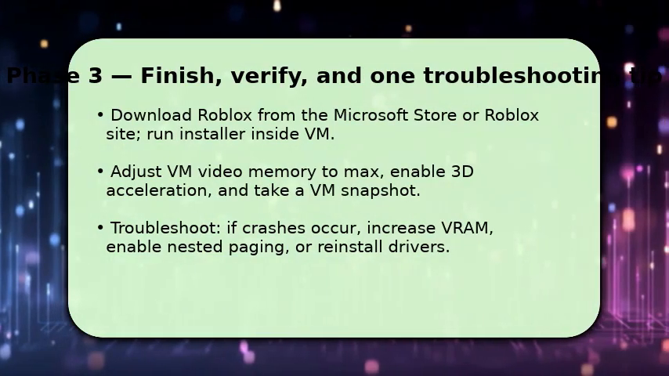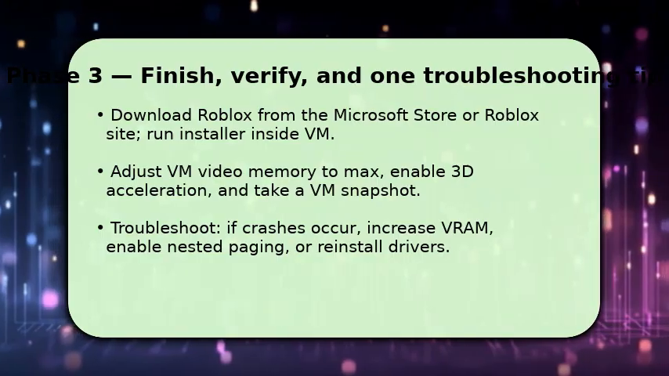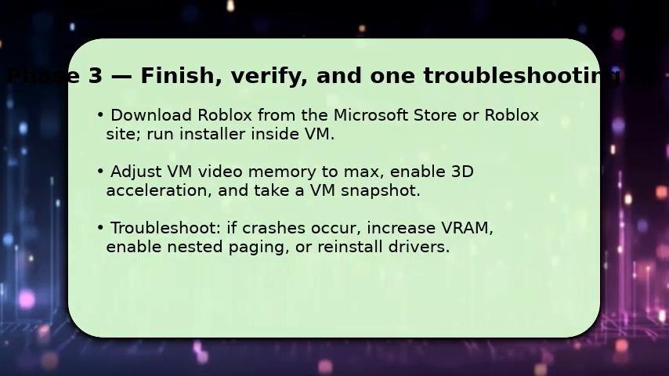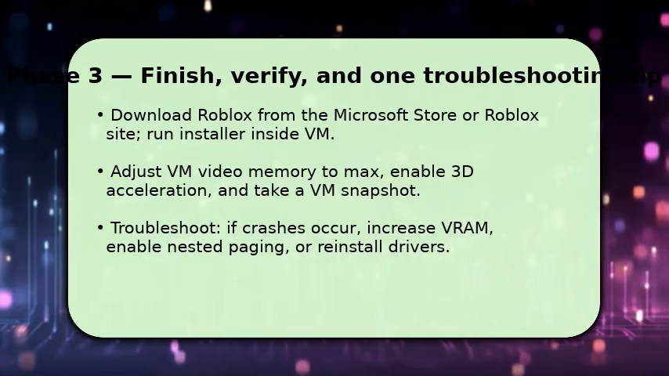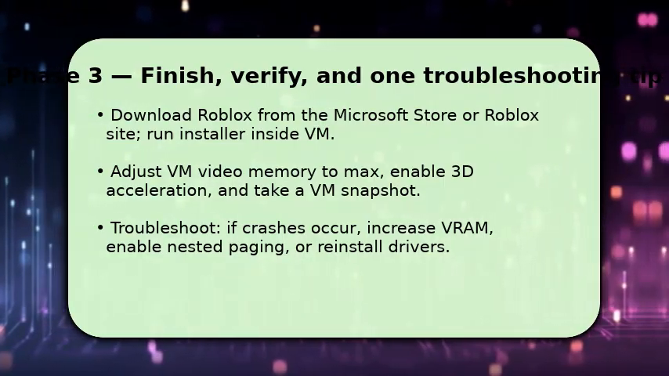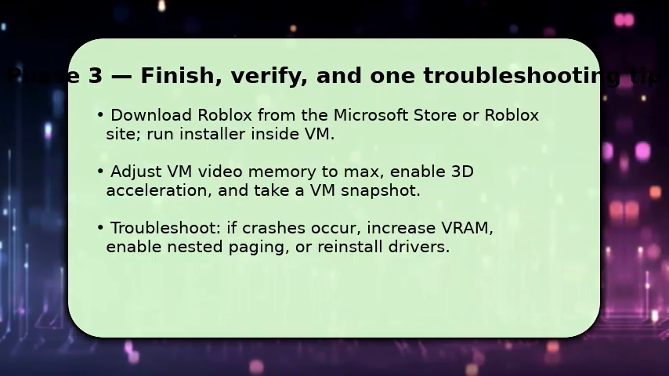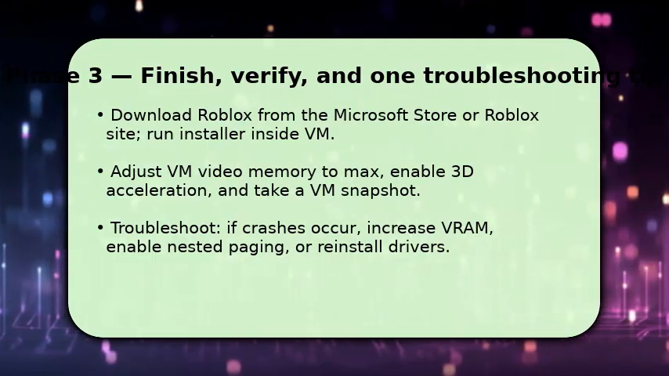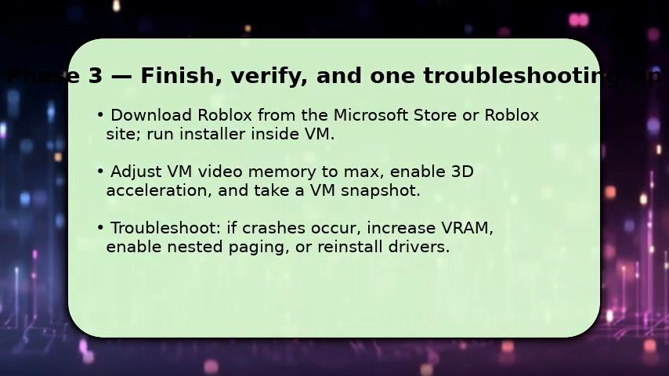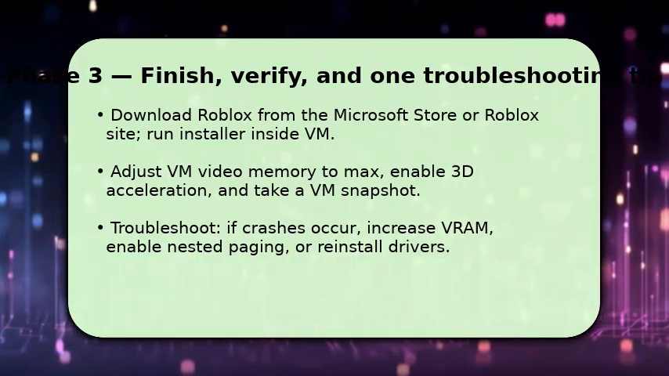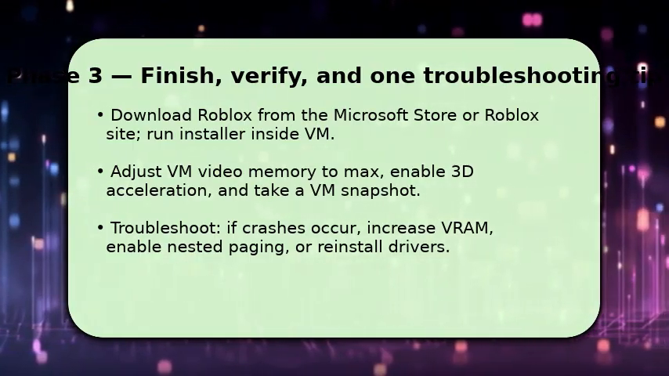You now install Roblox. Use the Microsoft Store or the official installer inside the VM, then run a short account sign-in. Make sure VM3D acceleration is enabled and increase video memory to the maximum supported. This fixes most rendering issues. Once you confirm Roblox runs, take a snapshot so you can revert quickly.